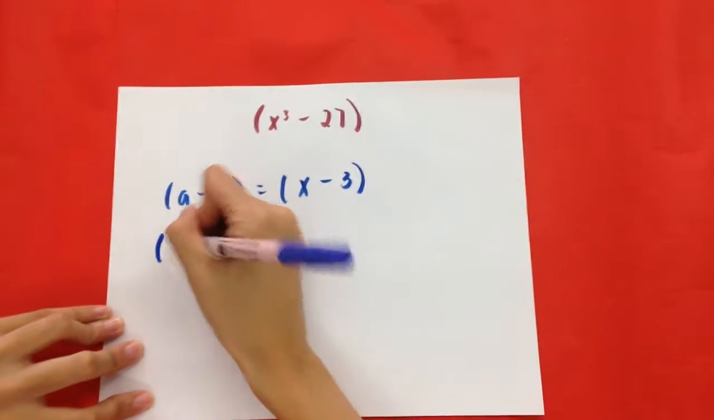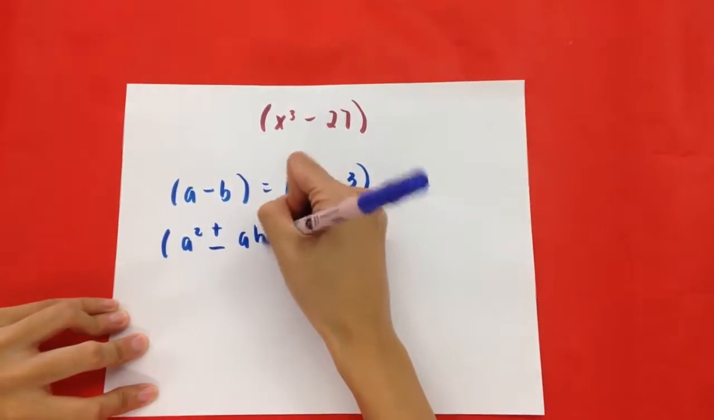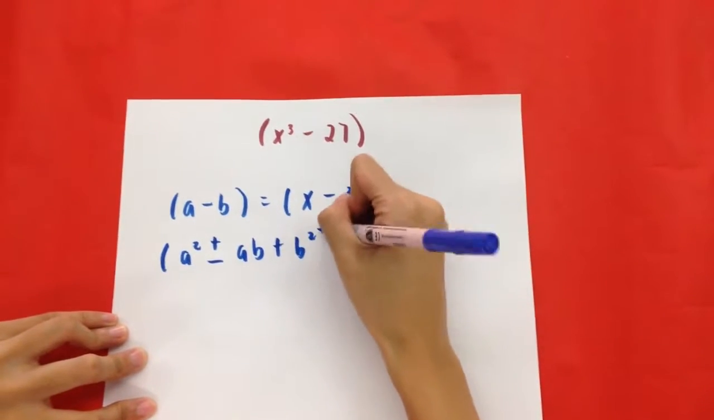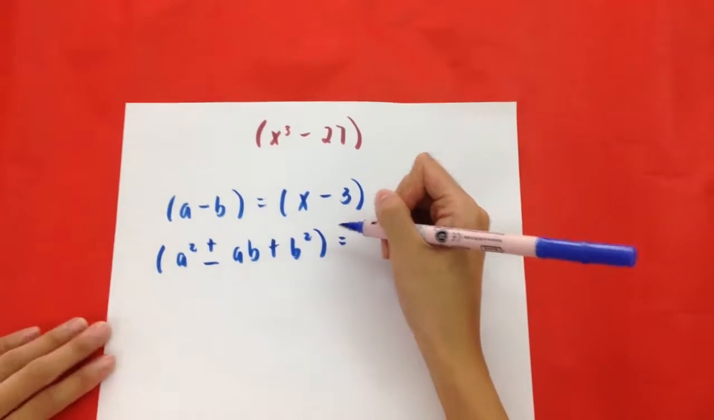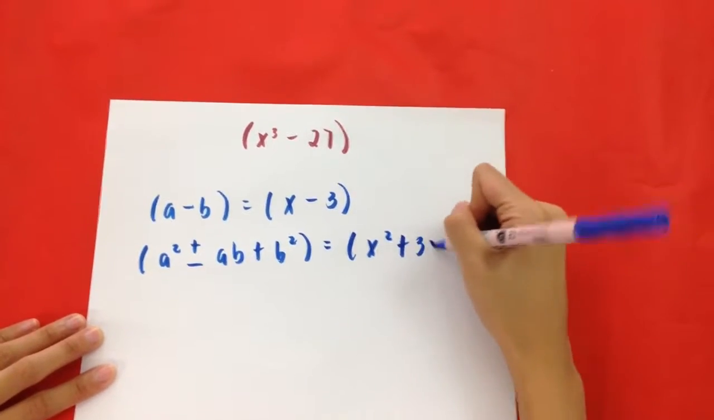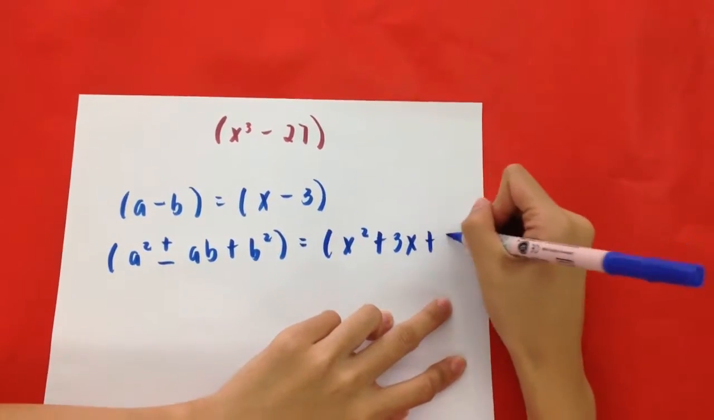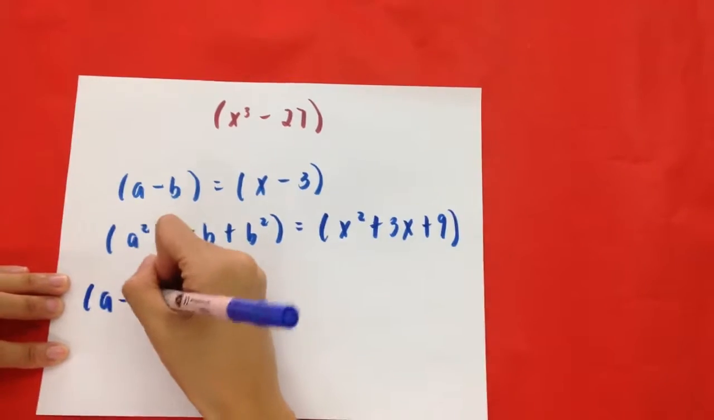For the second parenthesis, you must get the square root of a. Then multiply a and b. Lastly, get the square root of b. So now for the second parenthesis, we have x squared plus 3x plus 9. Put the two together and you will get x minus 3 times x squared plus 3x plus 9.